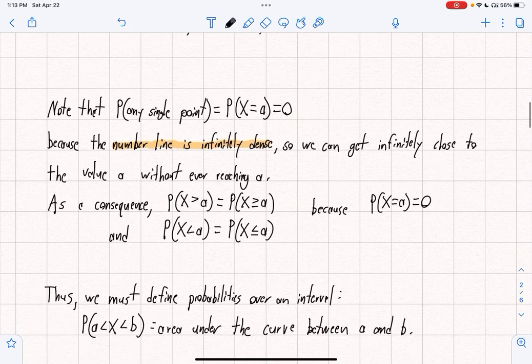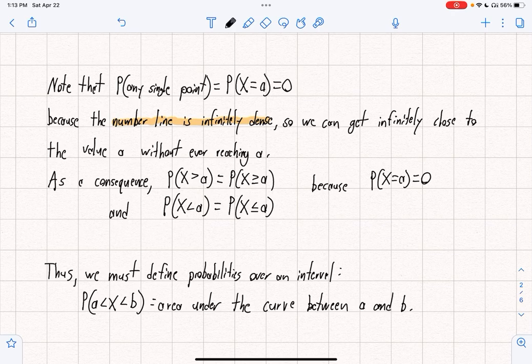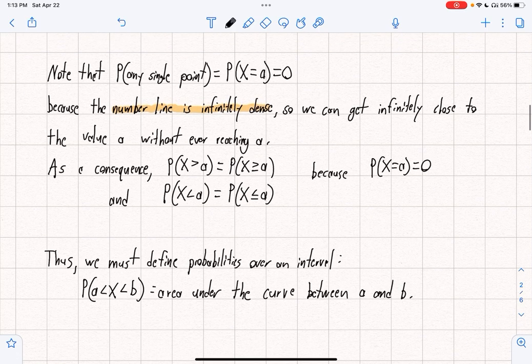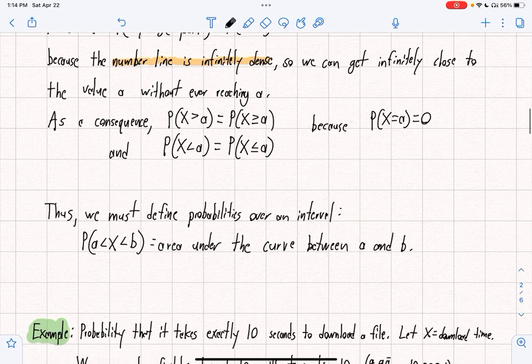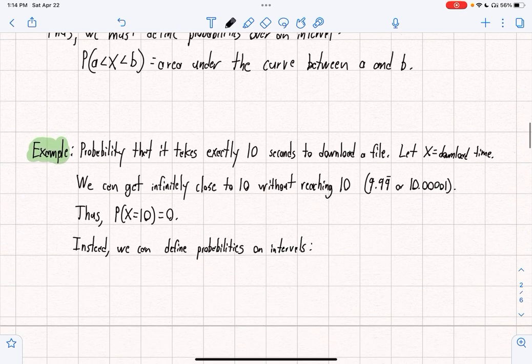So because of this, we're going to have to define probabilities over an interval. Generally speaking, we're going to say the probability that x is between some two values, a and b, will be the area under the curve between a and b. So for anyone who's taking calculus, we would create a curve and then find the area between 2 points under that curve. We're not going to worry about that, but just so we know the precise definition. So let's give a quick example to make some sense of everything.